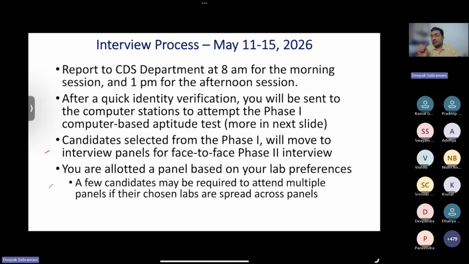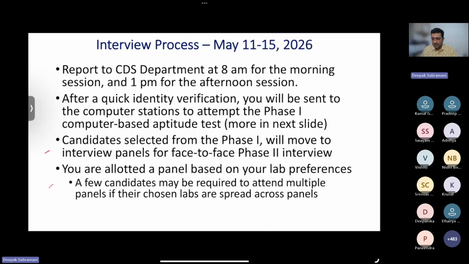One of you had asked till when you should stay back. If you're in a morning session, you can expect to stay until maybe 3 p.m. or so in the department. It could get delayed, so we suggest that you book your ticket to go back only the next day, not on the same day. The afternoon session might go on till 9-10 p.m., so please plan to stay, especially if you have selected labs that go across panels.